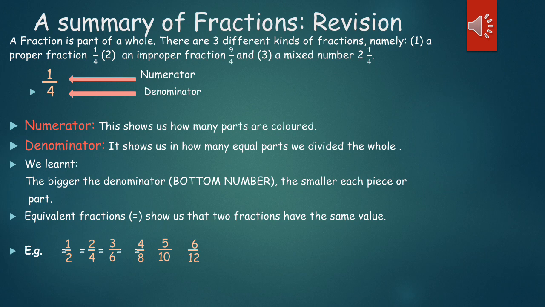Equivalent fractions means equal to. It shows us that 2 fractions have the same value. For example, a half is also 2 over 4, 3 over 6, 4 out of 8, and 5 over 10 equals 6 over 12.